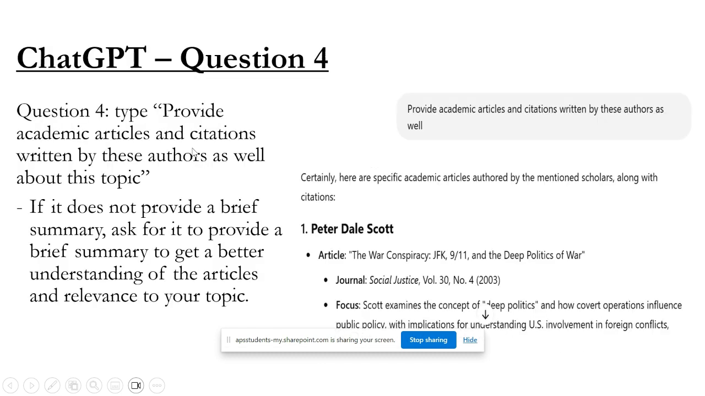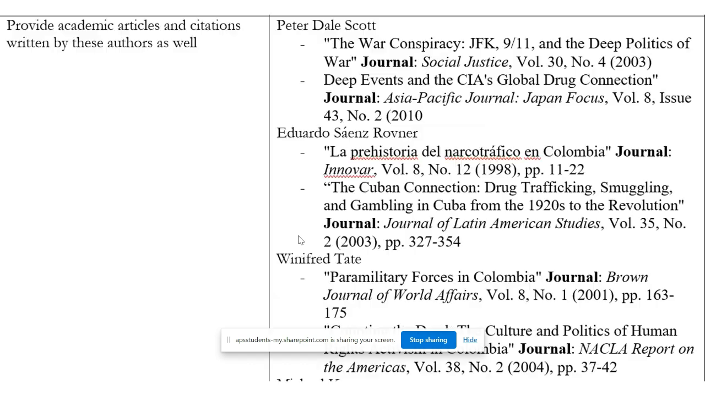The next question I'm going to ask is for academic articles and citations written by these authors as well. If it doesn't provide a brief summary, ask for a brief summary because this will help you understand if the academic articles are directly referencing the topic that you're trying to answer, or if it's just adjacent or indirect, which may mean you don't want to try to find them. In my own Google Doc, I now have a list of academic articles that I need to go research.